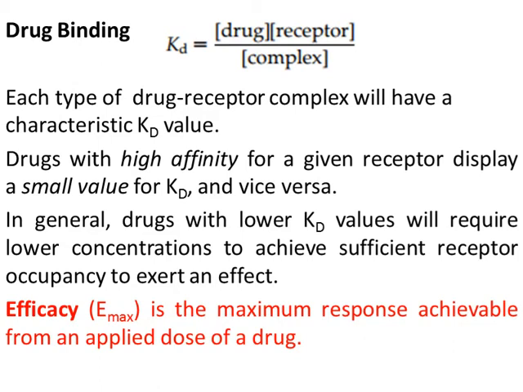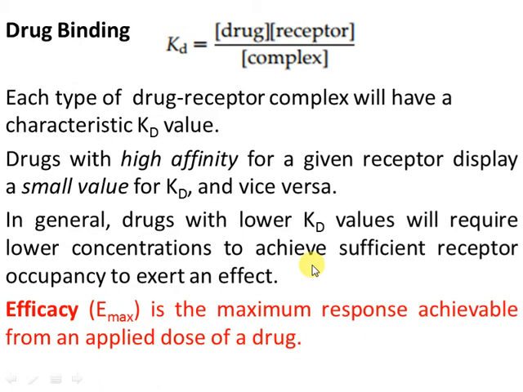Different types of interactions result in different types of complexes, and the complex that has the lowest value will be much more feasible. Just remember that affinity is the strength of interaction between the drug and the receptor. So if a drug has higher affinity for the receptor, then its KD value should be lower. In general, drugs that have a lower KD value require a lower concentration to achieve a sufficient response.